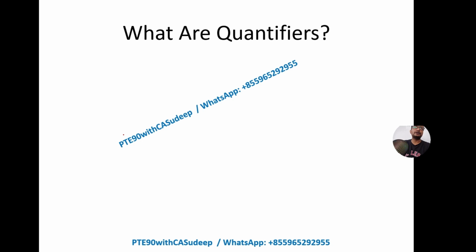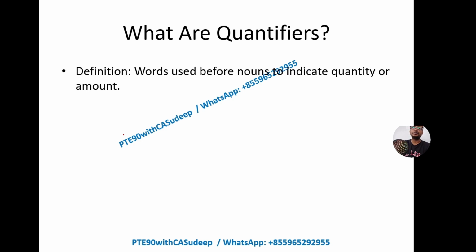So now, what are quantifiers? Quantifiers are words used before a noun to indicate quantity or amount. As in our previous example, I ask you, "Hey, do you have some sugar? Or do you have sugar?" And you say, "Yes, I have 1 kg of sugar." If you have exactly 1 kg, then you can say 1 kg of sugar. There is no need to use a quantifier here. Sorry, 1 kg is the quantifier.